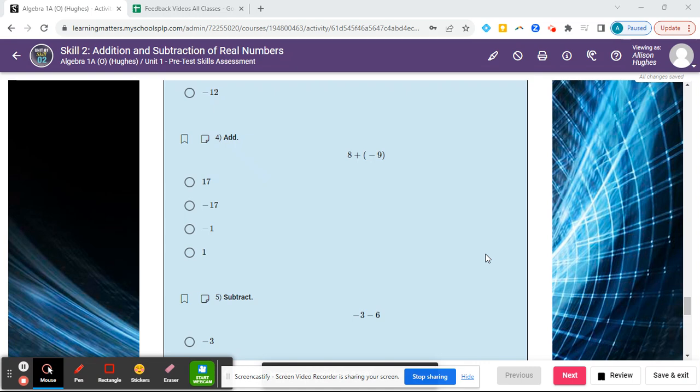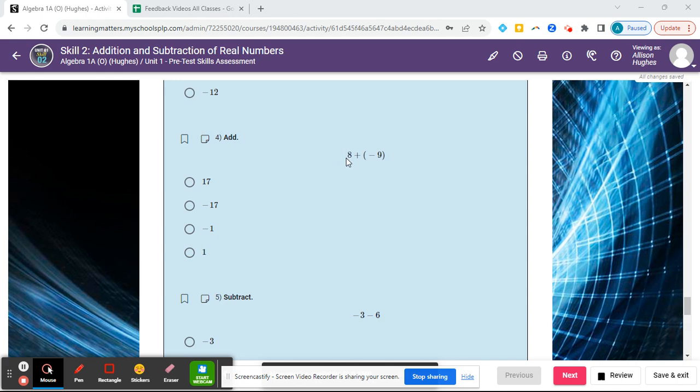Hi, in this video we're going to take a look at adding integers. This problem right here, 8 plus negative 9, we're going to give you some feedback on how to add those two integers together. When you are looking at adding integers, you want to see whether they are both the same signs, both positive or both negative, or whether they are different signs.